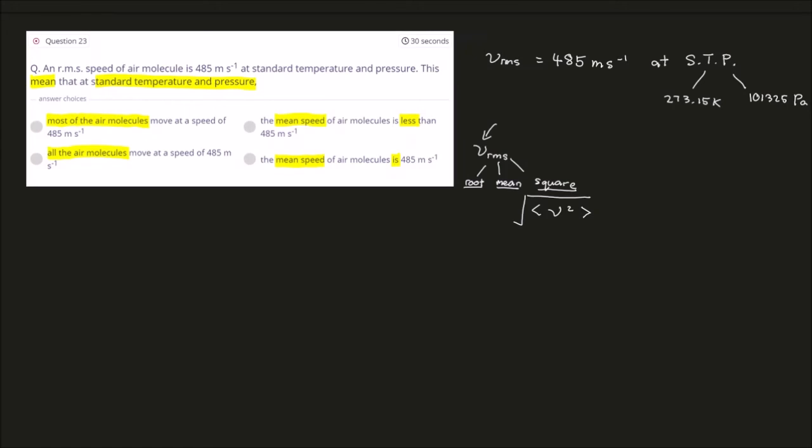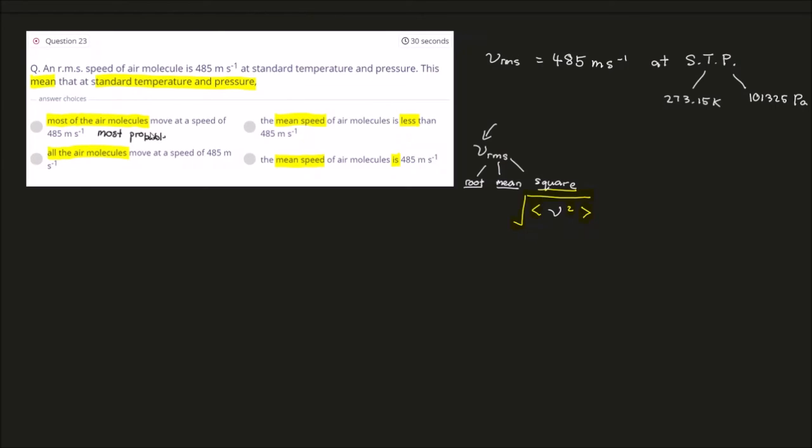Probably there's a better way of phrasing this, but again, you square something, then you get an average of it. Average is also called mean. You square it, you get the mean, then you square root it back. Essentially that's the meaning of root mean square. So does root mean square mean the speed that most of the air molecules have? No. This one is slightly out of syllabus, but there's another term that represents this. It's called the most probable speed.